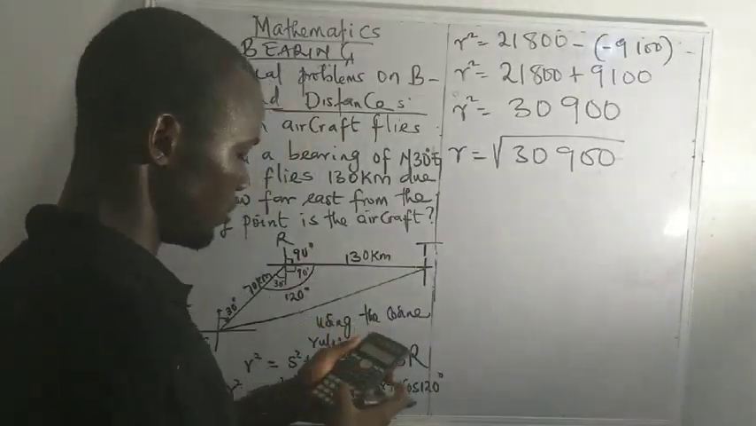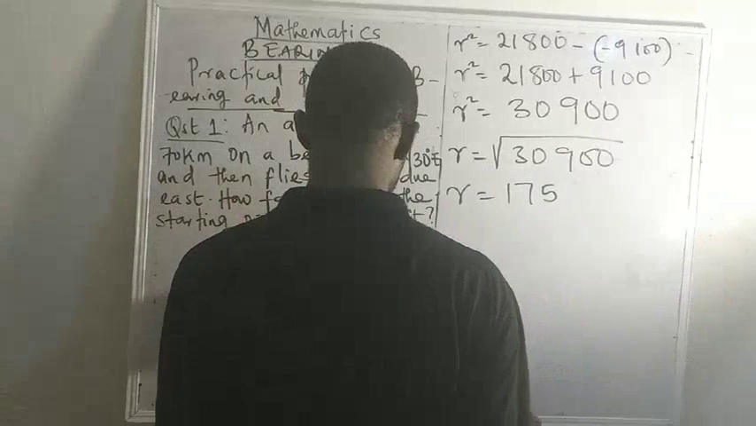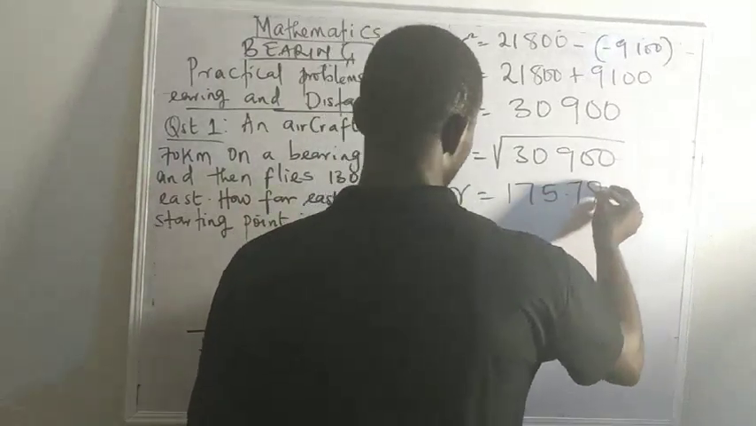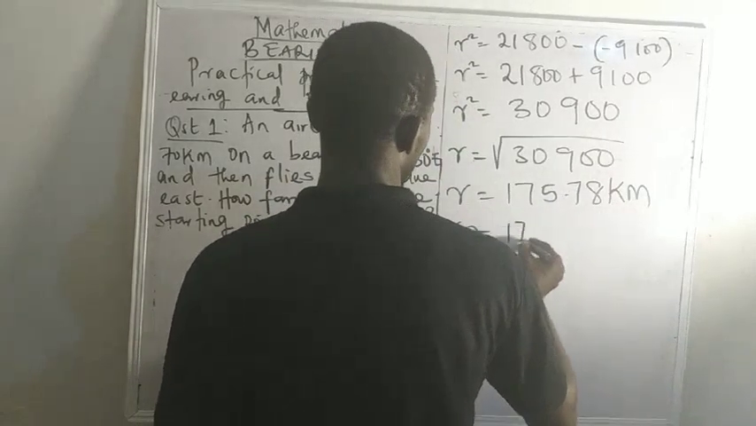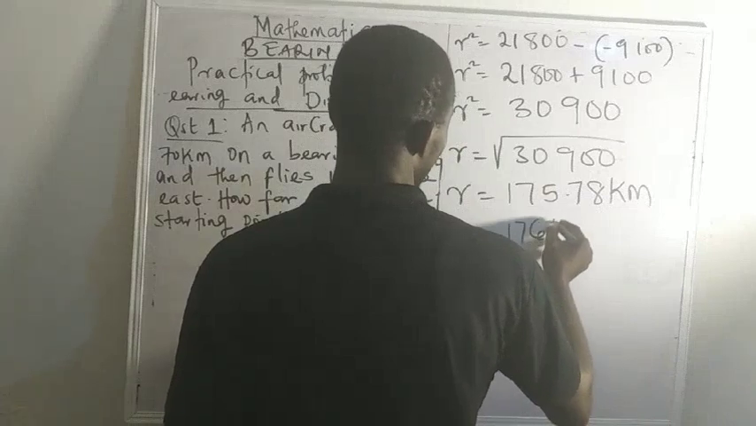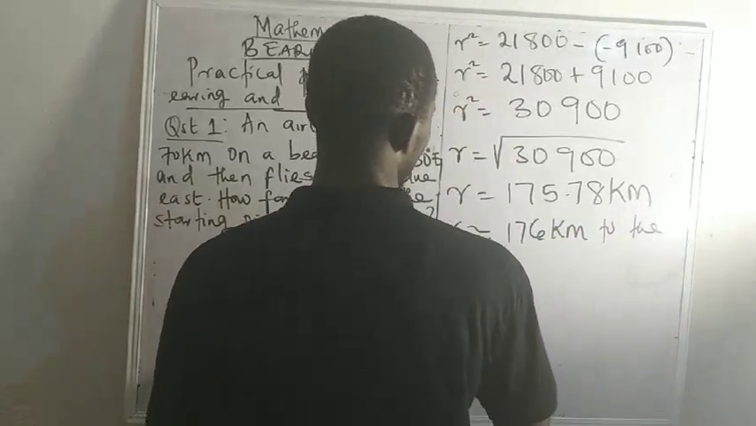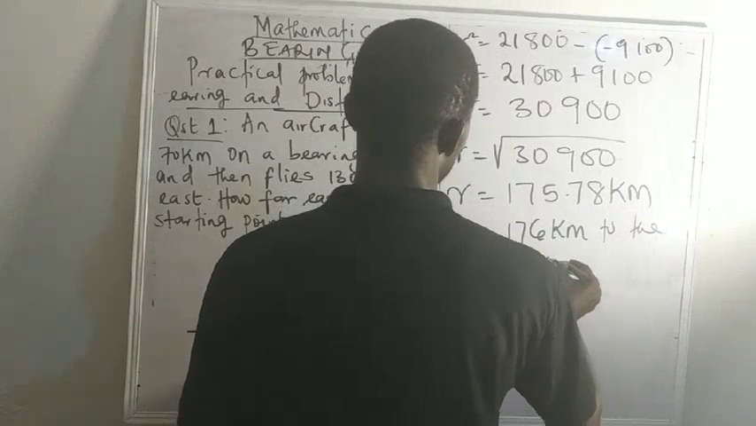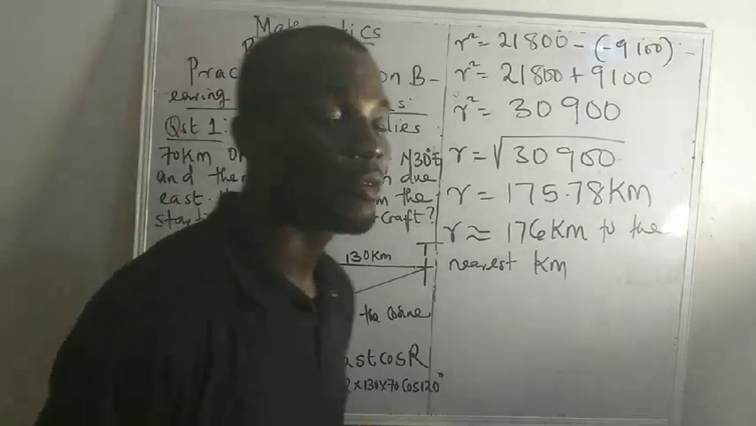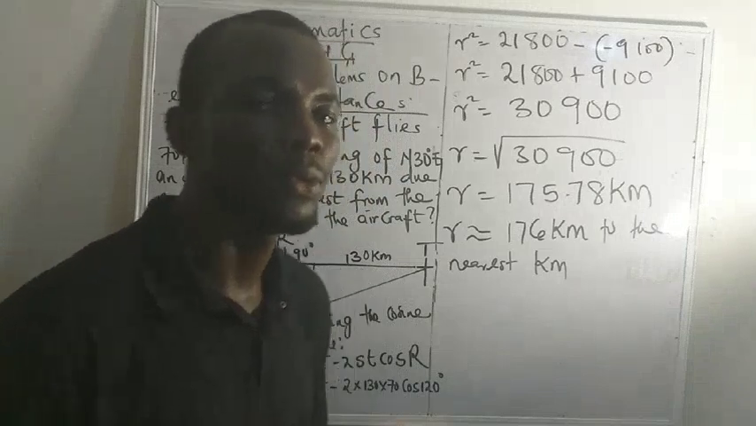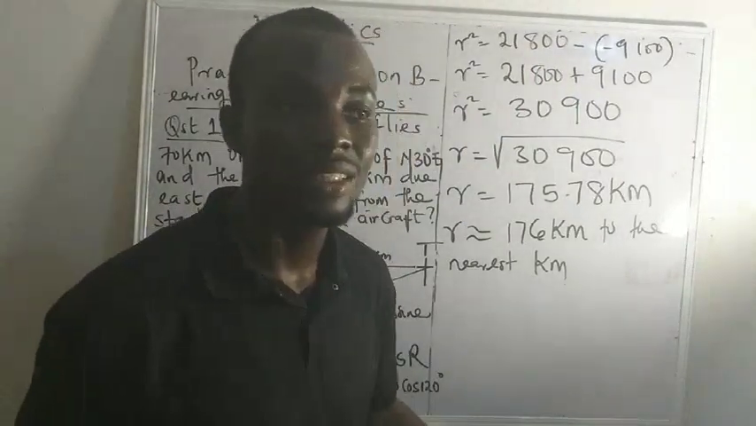And if I square root both sides, r equals the square root of 30,900, which is 175.78 kilometer, approximately 176 kilometer to the nearest kilometer. So that is going to be our answer for this particular question. Very easy, once you are able to draw the diagram and then you are able to apply the correct formula.